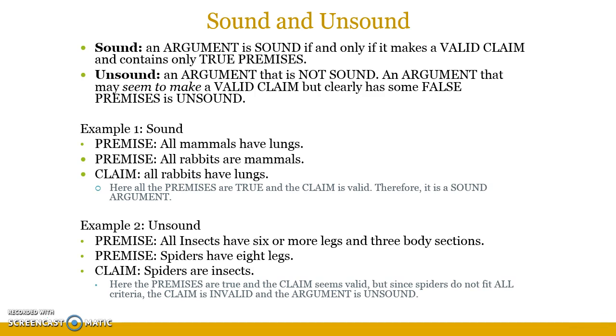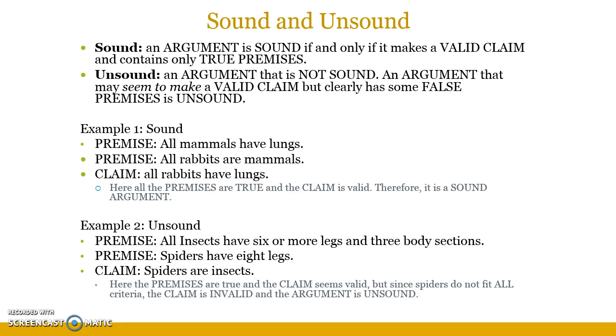Sound and unsound. A sound argument is an argument that, if and only if it makes a valid claim and contains only true premises. Unsound: an argument that is not sound. An argument that may seem to make a valid claim but clearly has some false premises is unsound.